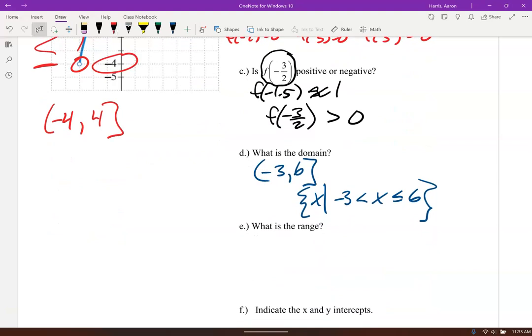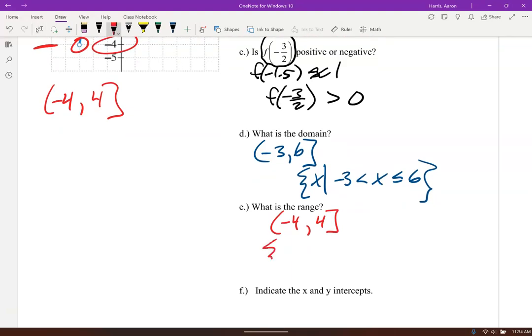So looking vertically. So -4, I don't touch that lower point. I do touch a y value of 4 at the highest point. So y is such that I'm less than or equal to 4 and greater than -4.